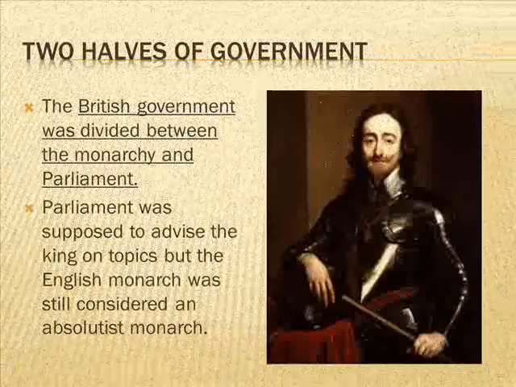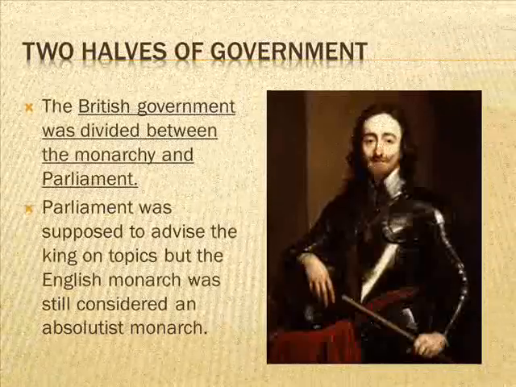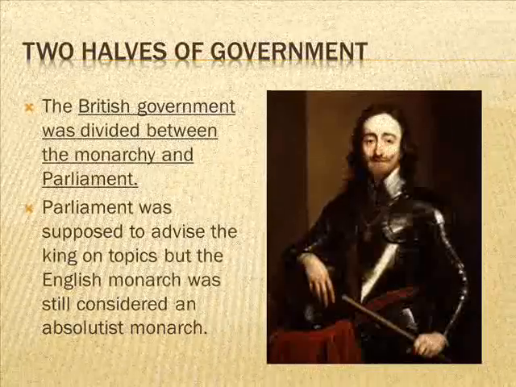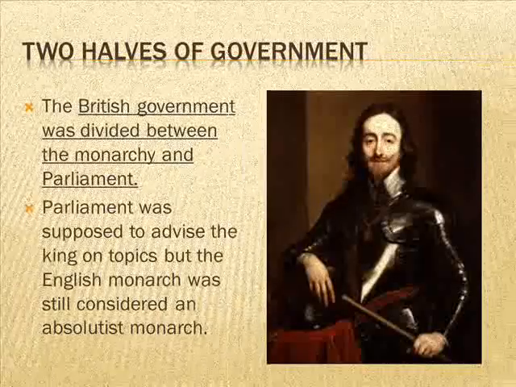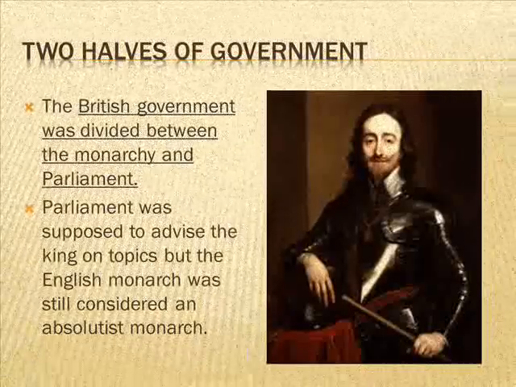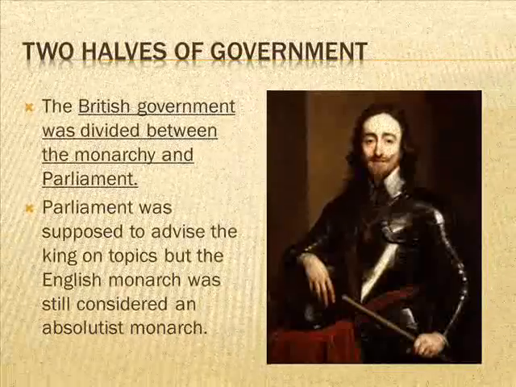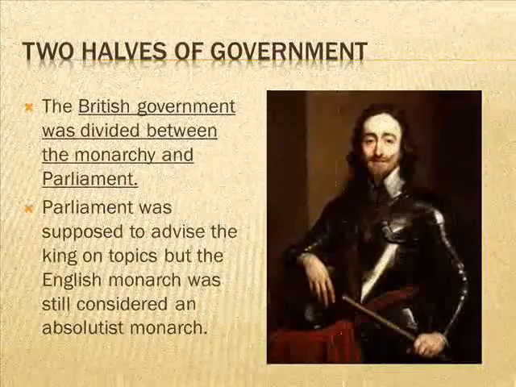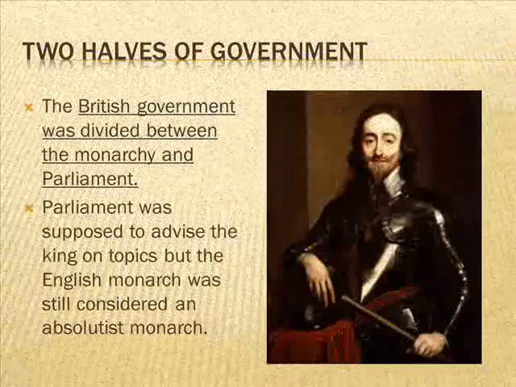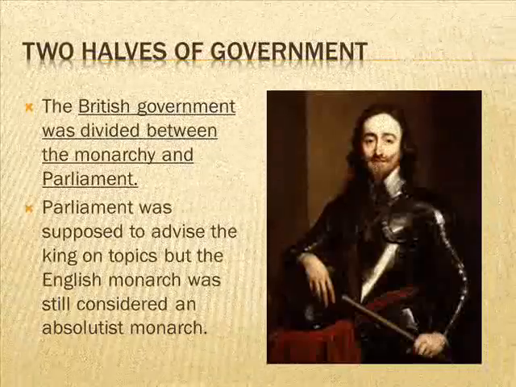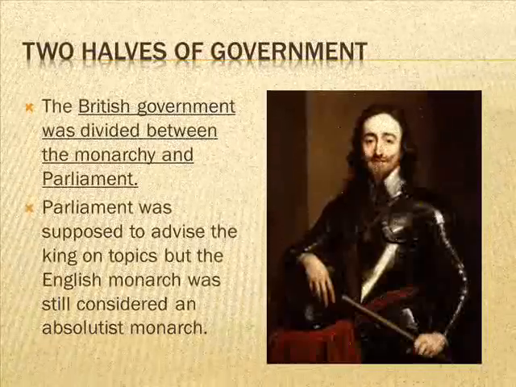During this time period, there were basically two parts to English government. Yes, they had judges, but judges weren't a major impact on this era in English history. There was the monarchy, the king, and there was Parliament, their legislative body, their group of people that was helping make the laws. Their main job at this time was to advise the king on what he should do.